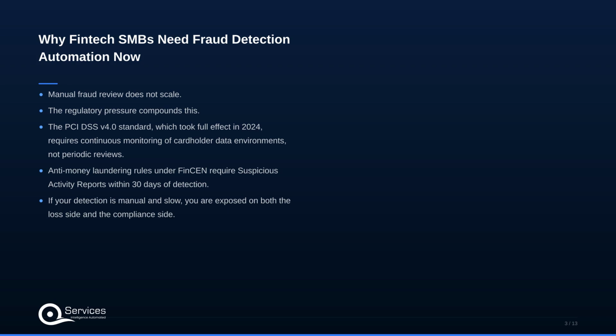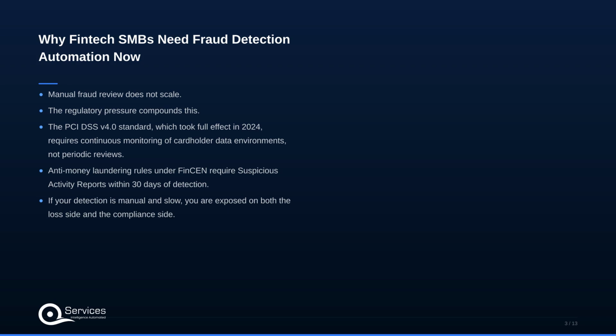For a fintech startup processing a few thousand transactions a day, the gap between "we check things manually" and "we have real-time monitoring" is usually where a $50,000 fraud event hides. The regulatory pressure compounds this. The PCI-DSS version 4.0 standard, which took full effect in 2024, requires continuous monitoring of cardholder data environments, not periodic reviews. Anti-money laundering rules under FinCEN require suspicious activity reports within 30 days of detection. If your detection is manual and slow, you are exposed on both the loss side and the compliance side.